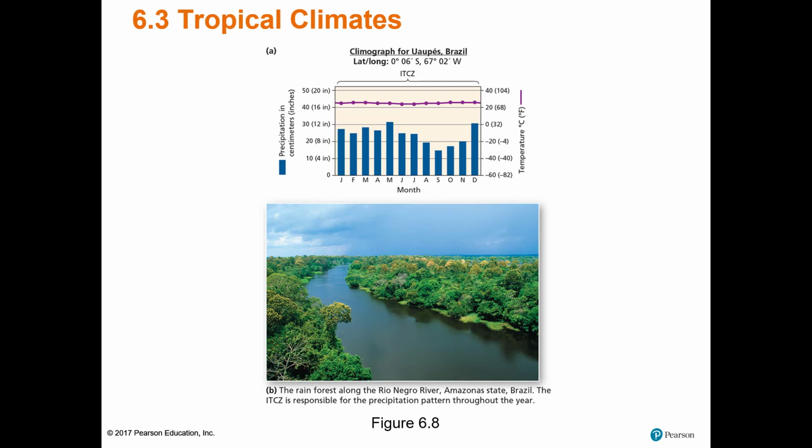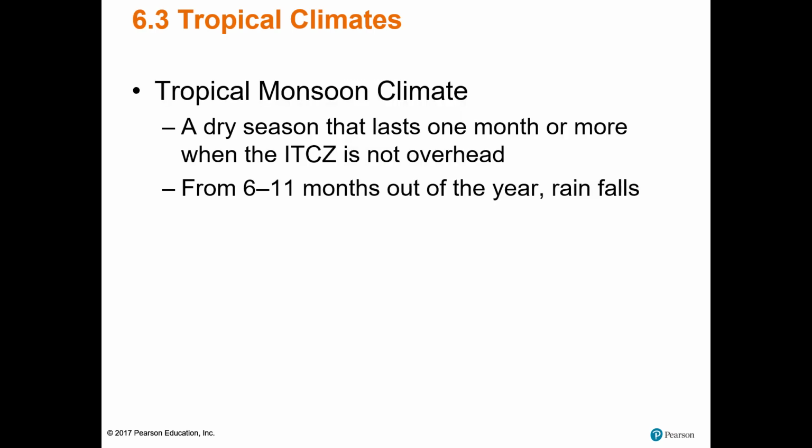The temperature doesn't vary much at all. It stays very, very consistent, and that purple line is almost a straight line. So there's really not much seasonality. And the picture here is showing you a rainforest along the Rio Negro River in Brazil. So the ITCZ is responsible for the precipitation pattern throughout the year.